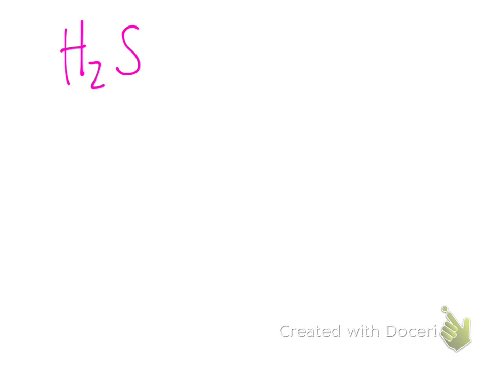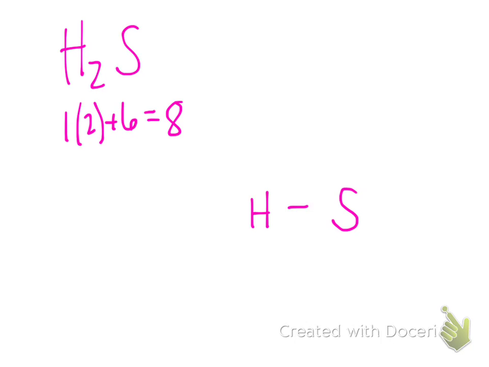H2S. Hydrogen each has 1, and there's 2 of those. Sulfur gives us 6. So we should have 8 valence electrons here as well. We build our skeleton. If we've got 2 things bonded to the central atom, we want them to be opposite of each other, spread out as far as they can. So don't put it like this. We don't want it to make an L shape. We're going to spread those out as much as we can. So here's our skeleton.